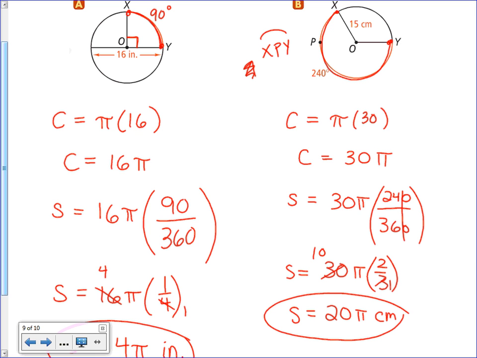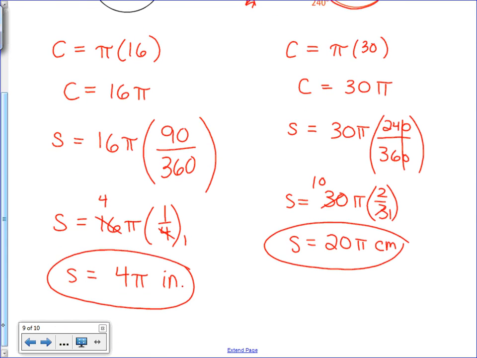That's how you calculate the length of an arc. Not to be confused with the measure of an arc, so make sure you remember measures of an arc are degrees, length of an arc is going to be the same units as whatever the radius is measured in. And that is all.